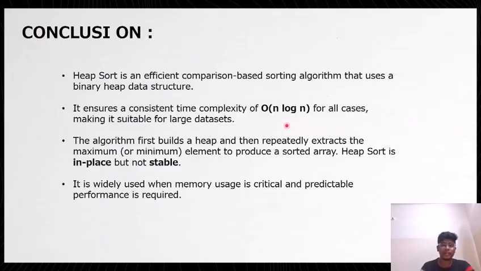Conclusion of the topic: heap sort is an efficient comparison based sorting algorithm that uses a binary heap data structure. It ensures a consistent time complexity of O(n log n) for all cases, making it suitable for large datasets. The algorithm first builds a heap and then repeatedly extracts the maximum or minimum element to produce a sorted array. Heap sort is in place but not stable. It is widely used when memory usage is critical and predictable performance is required.